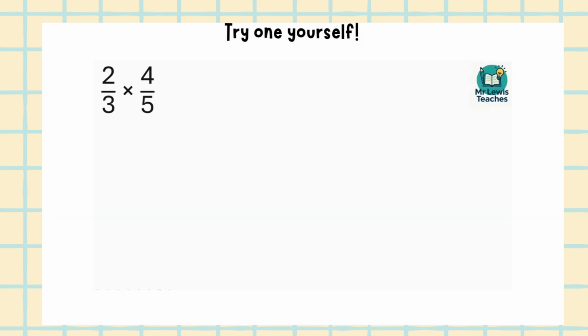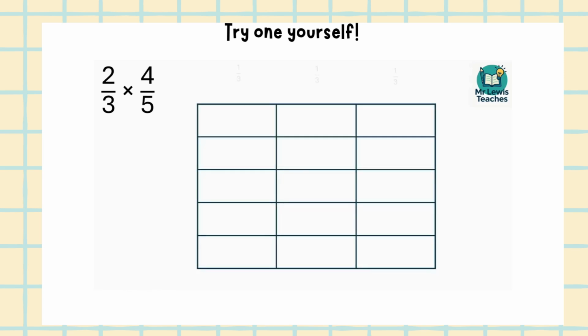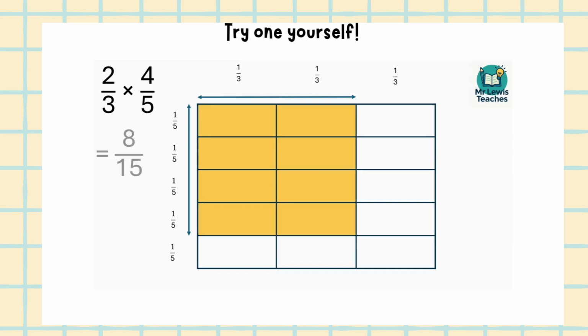Second one, 2/3 multiplied by 4/5. Take a rectangle and split it into thirds one way and into fifths the other way. Now we have a grid made up of equal parts. Take a moment to see how many small sections you see. And now we shade 2/3 in one direction and 4/5 in the other direction. And where the shading overlaps, that's the part we're looking for. If we count those overlapping sections, we get 8 parts shaded, and as there are 15 parts in total, the answer is 8/15.